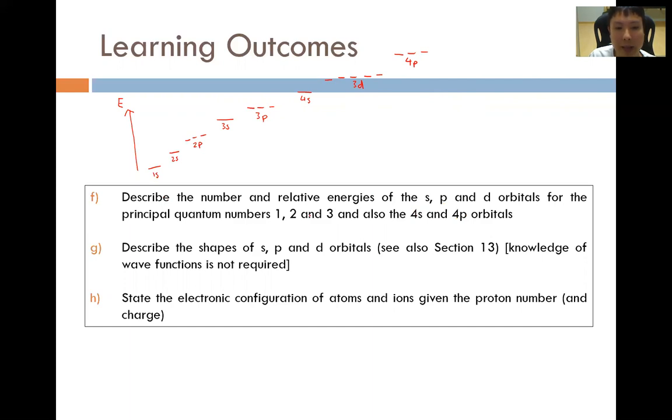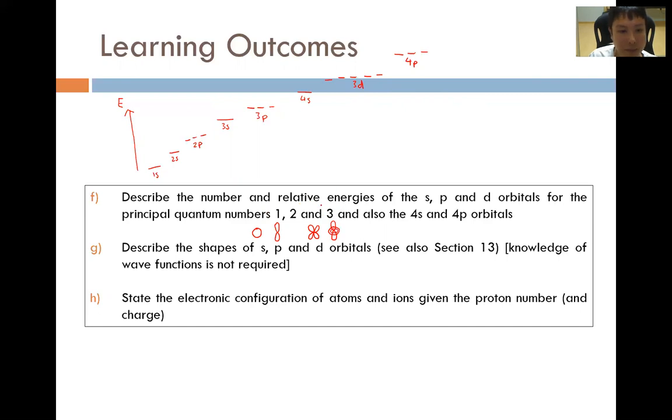Describe the shapes of the s, p, and d orbitals. So the s orbital looks like a sphere. The p orbital is in the shape of a dumbbell, but I just remind you again, for the p orbitals, it comes as a set of 3: 1 along the px orbital, 1 along the py orbital, and 1 along the pz orbital. The d orbitals, on the other hand, come in 2 different shapes. One of them is a cloverleaf pattern, while the dz square orbital is a dumbbell with a donut shape in the middle.